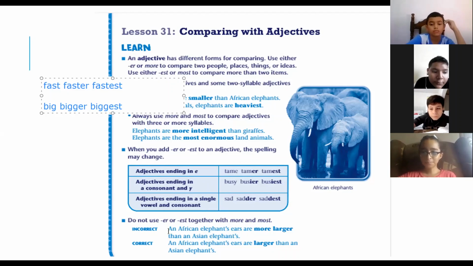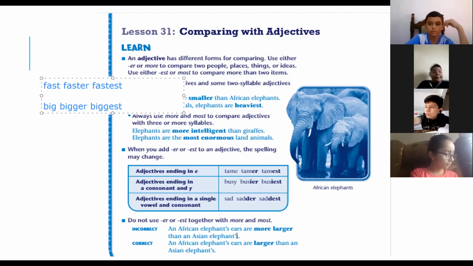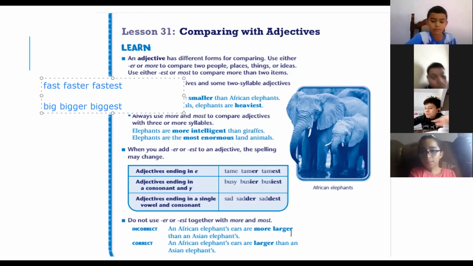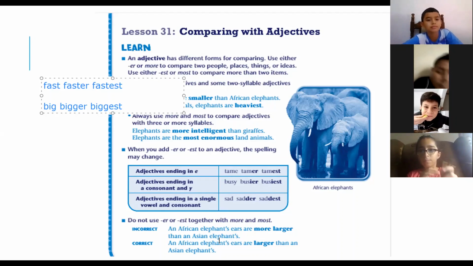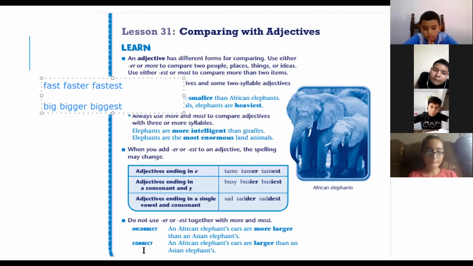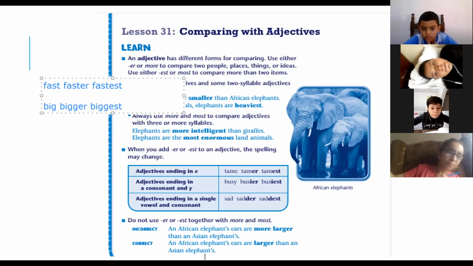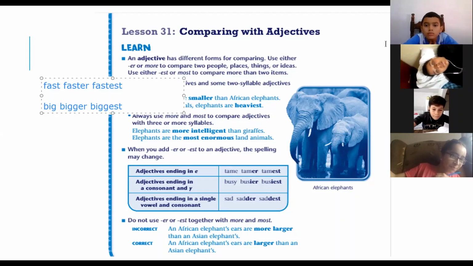For example, you have the ones that are incorrect here. In African elephants, ears are more larger, okay? That's incorrect to say more larger because you already have the ER here. The correct way would be: an African elephant's ears are larger than an Asian elephant's. Are we clear?